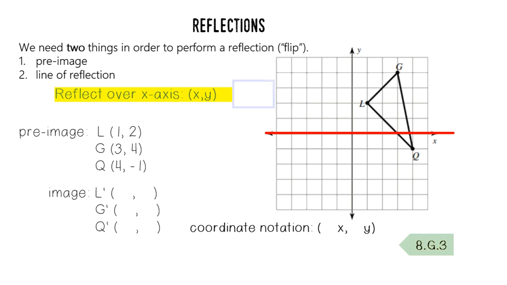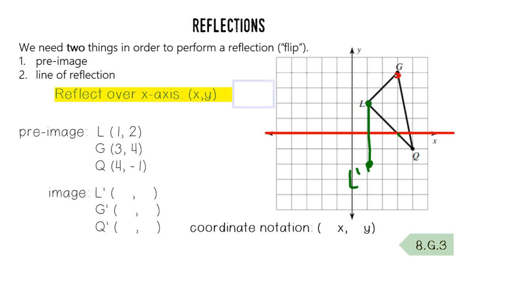So what that means, when I count how far L is from the line of reflection, my new L is going to end up underneath. My new G is going to end up underneath, but look at my new Q. Q is actually going to end up above the line. So it's a little bit trickier. Same process though. So I will start with L, moving 1, 2 units to my line of reflection. So I continue 1, 2 units to mark L prime.